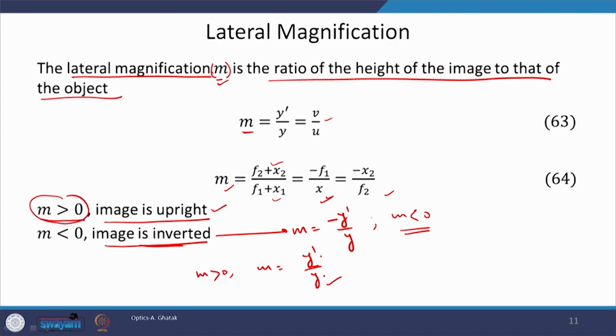This is a very important definition, and the lateral magnification tells how big the image is as compared to the object, and whether it is upright or inverted. The magnitude of m tells the relative size of the image with respect to the object, and the sign of m, whether m is positive or negative, will tell you whether the image is upright or inverted.